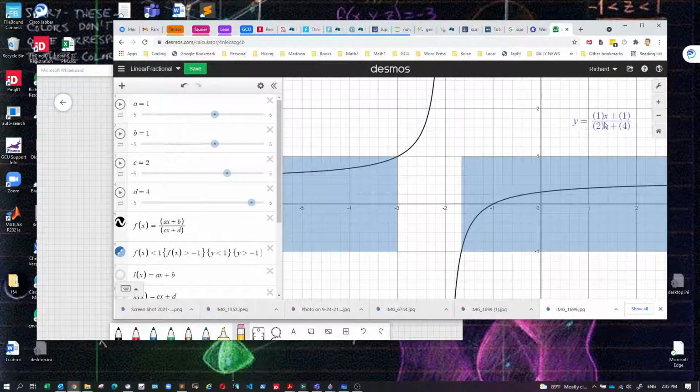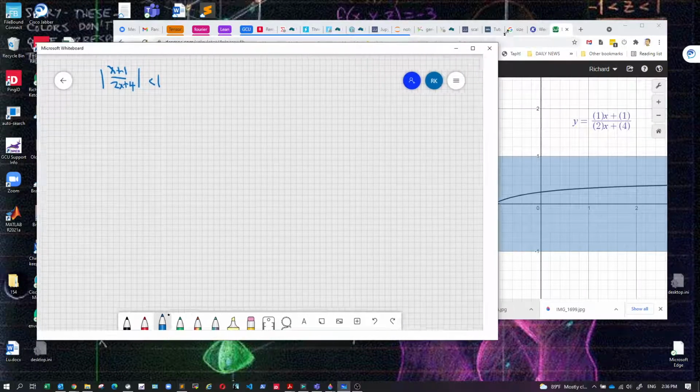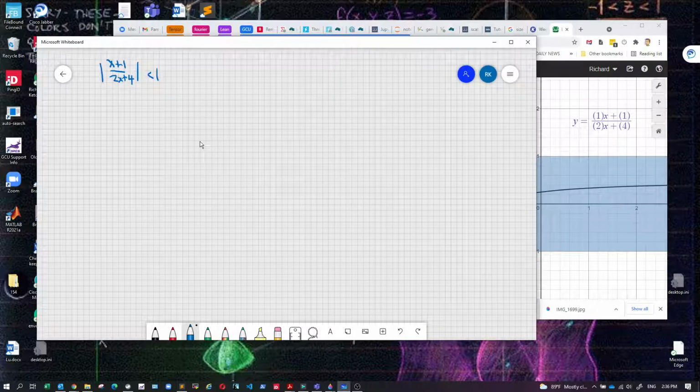So let's actually attack the problem. By the way, I'm going to apologize for my handwriting. It's really bad. So we have x plus 1 over 2x plus 4. Okay, so we're trying to solve x plus 1 over 2x plus 4 is less than 1, okay? So the method I'm going to use here is what I called method 1 in the stuff that I gave you. Here, I think I'll make this a little bit bigger. Get some more room here.